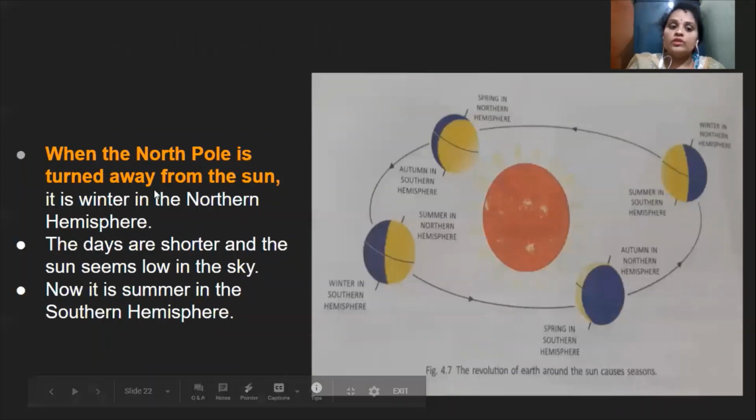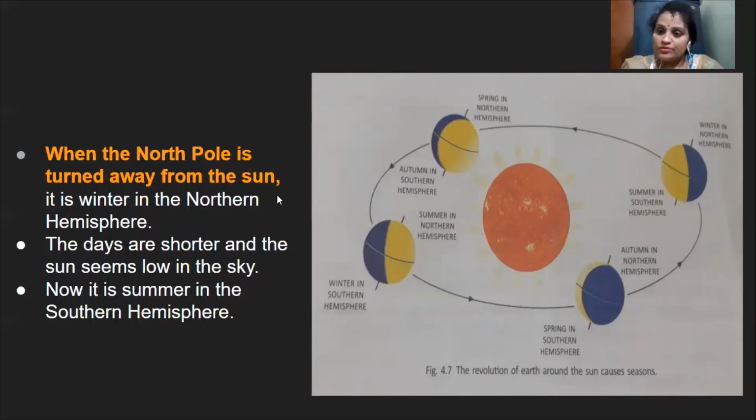Next, when the North Pole is turned away from the sun. In the first condition, the North Pole is near the sun. In the second condition, the North Pole is turned away from the sun. Look at this slide. Here you can see this is our planet Earth and this is the sun. Here the North Pole is turned away from the sun.